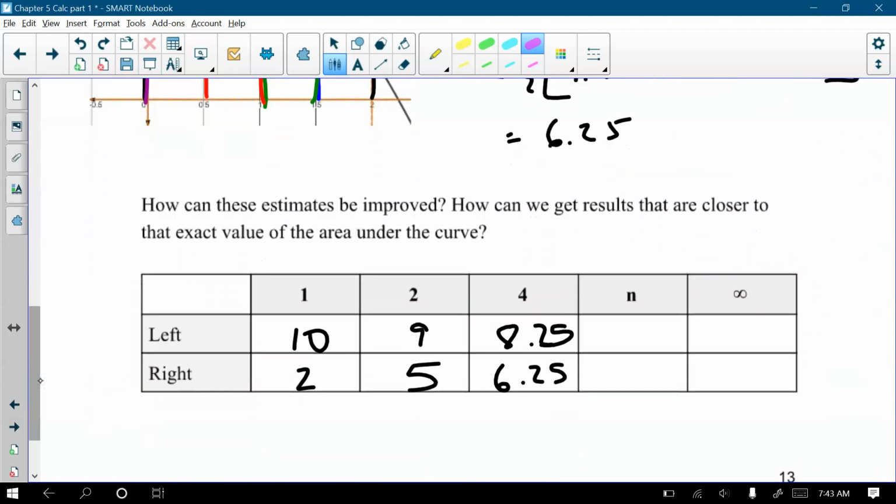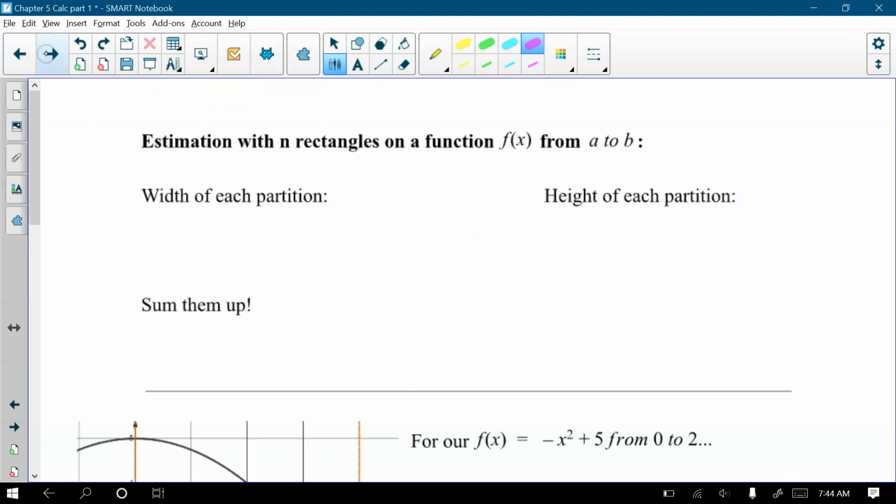Now, what our goal is, remember, is to make sure that we can get the exact height, the exact area between the curve and the x-axis. So how do we do that? Well, it's going to be magical. And I'm going to stop this and have you watch a second video.